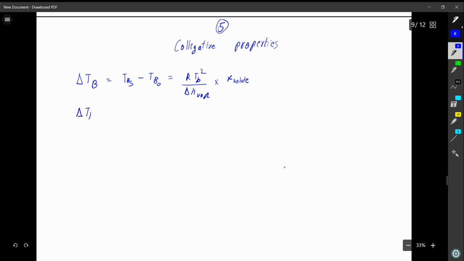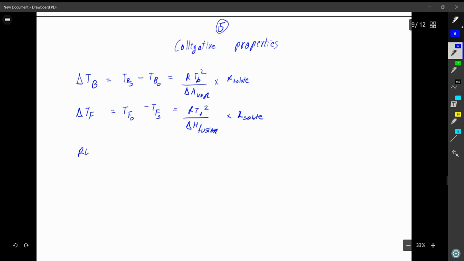And then there is a drop in freezing point, which is denoted by Tf naught minus Tf solution, which is again R Tf square by delta H of fusion into X of solute. And if X is very small, of course, this delta Tf and delta Tb will be ignored.